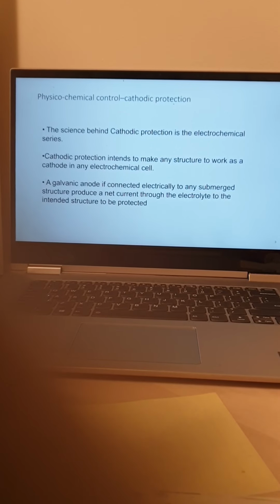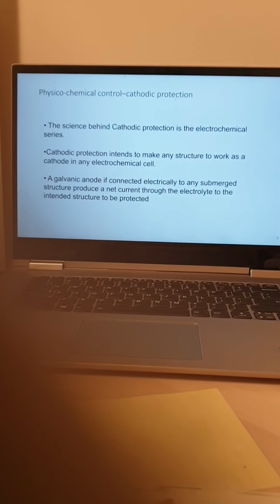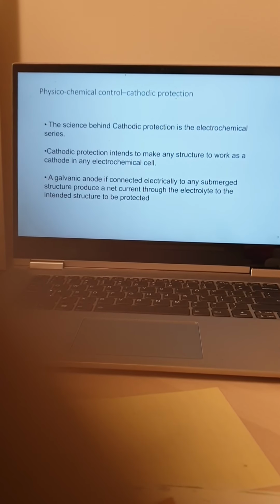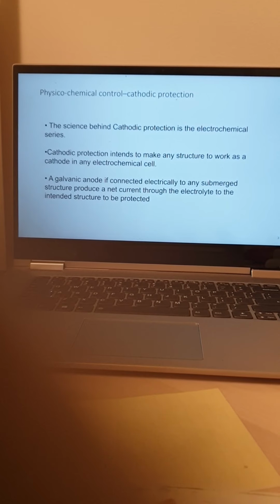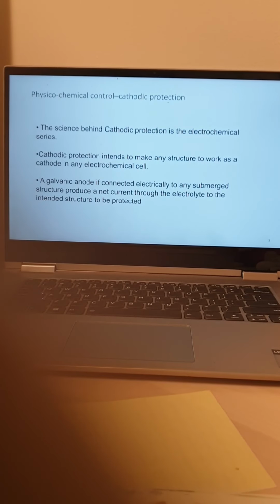So then there are two types of cathodic protection. One is by sacrificial anodes and the other is by impressed current. I will talk about sacrificial anodes. Sacrificial anodes are basically two materials touching together, or an electrical contact in between both in the same electrolyte. So we have anode, cathode, electrolyte, and electrical contact.